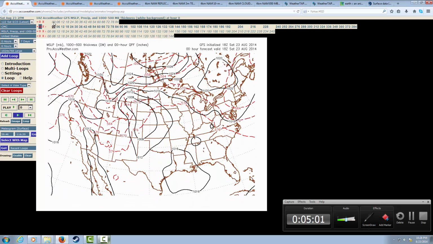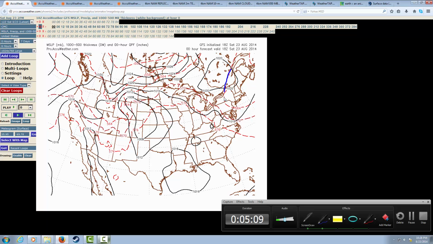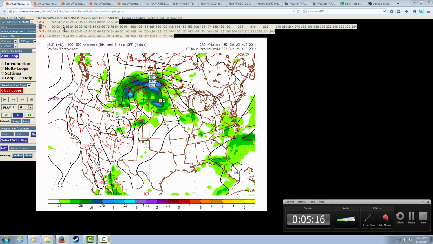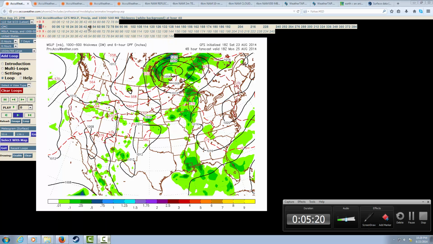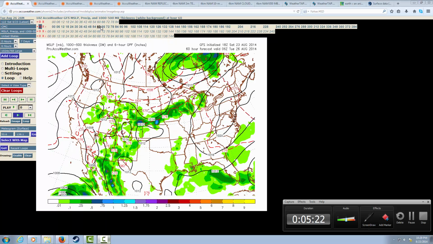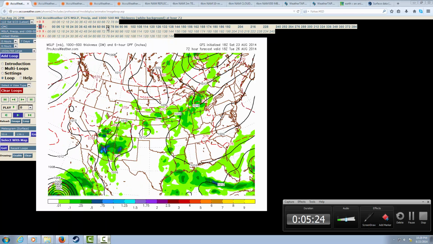You've got the weak trough in the northeast United States. You've got the 564 decameter line right over here, 570, just like before, 576, and then as the week progresses, we start to see more of a ridge pattern in the northeast. Let's go again to 18Z Tuesday.